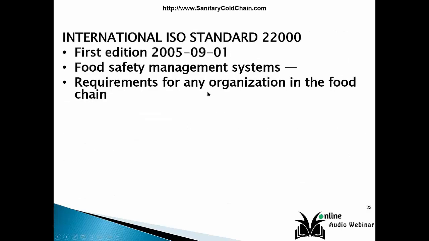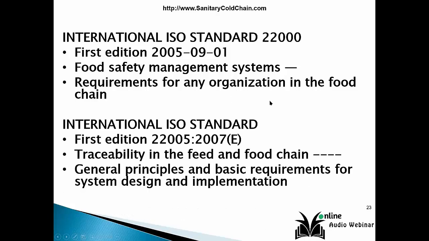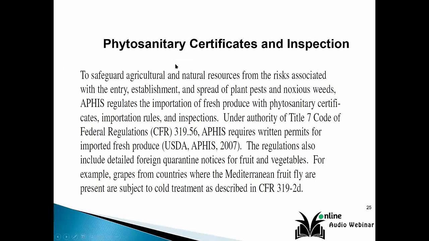Here's ISO. First edition. This is International Food Safety Standards, okay? Requirements for any organization in the food supply chain. International ISO 2005. Phytosanitary certificates and inspection.